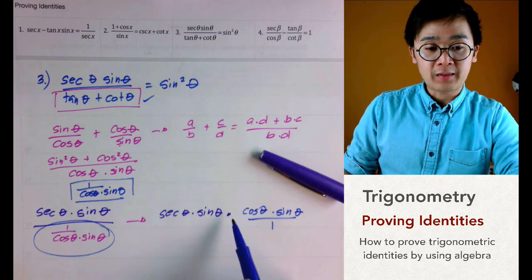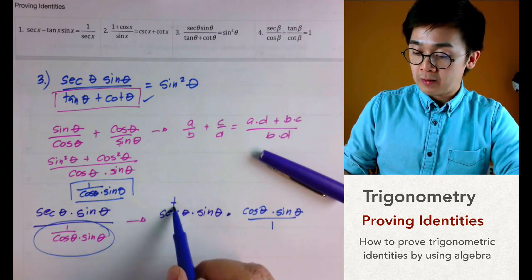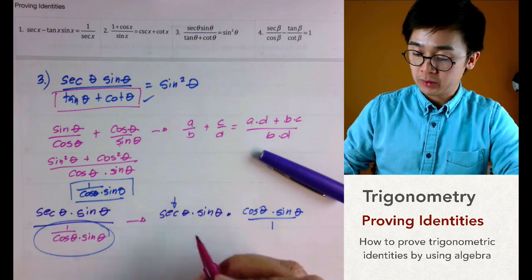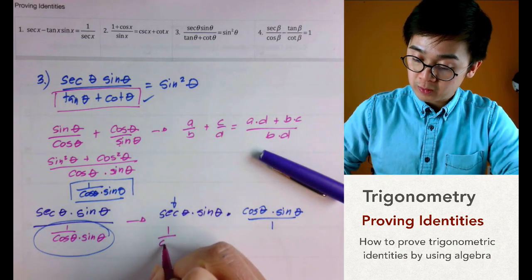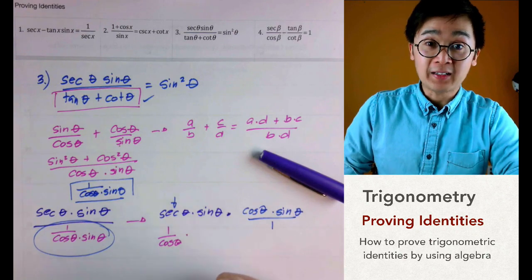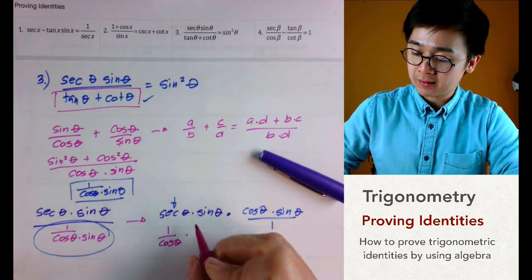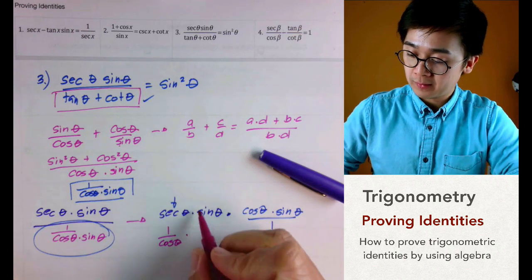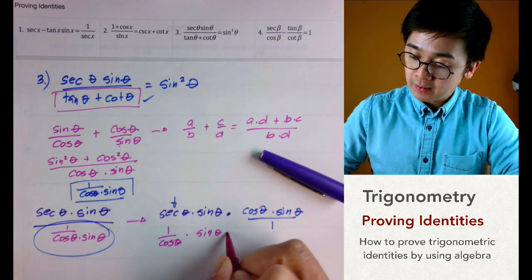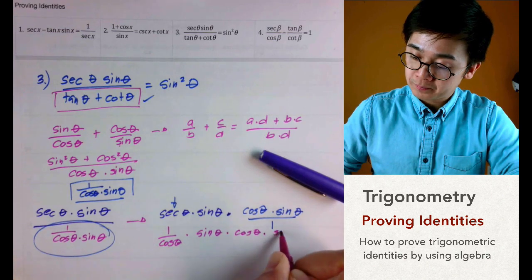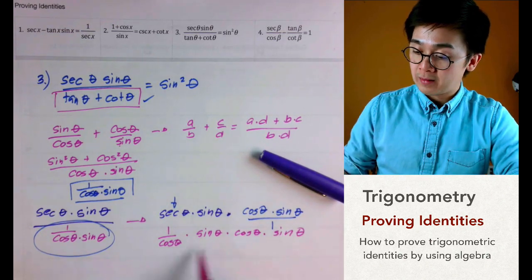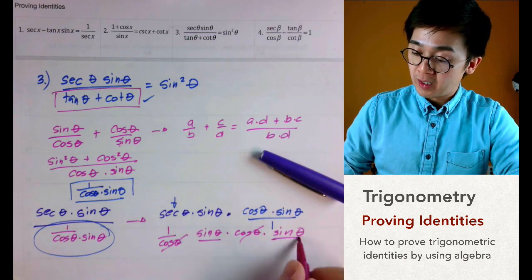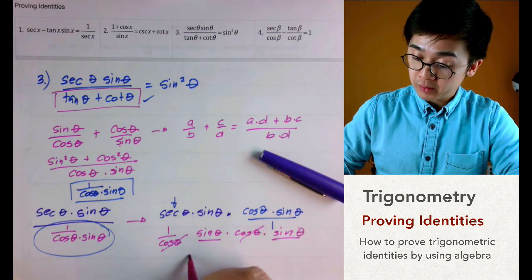From this identity, we know that we can change secant to its inverse, which is 1 over cosine theta. Again, s is to c, c is to s. So secant is 1 over cosine and sine is going to be cosecant. So this is sine theta, cosine theta, and sine theta. In this case, we can cancel these, and we are left with sine, which we can combine by multiplication.